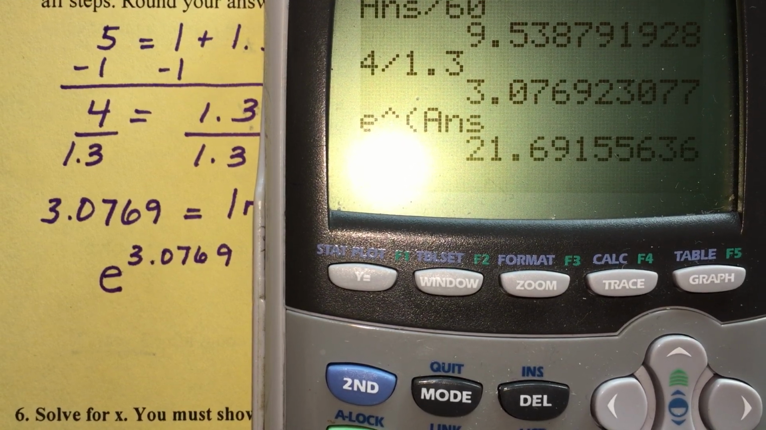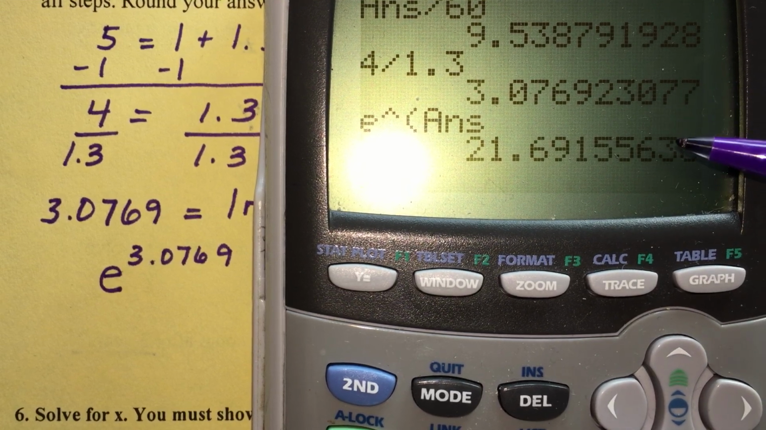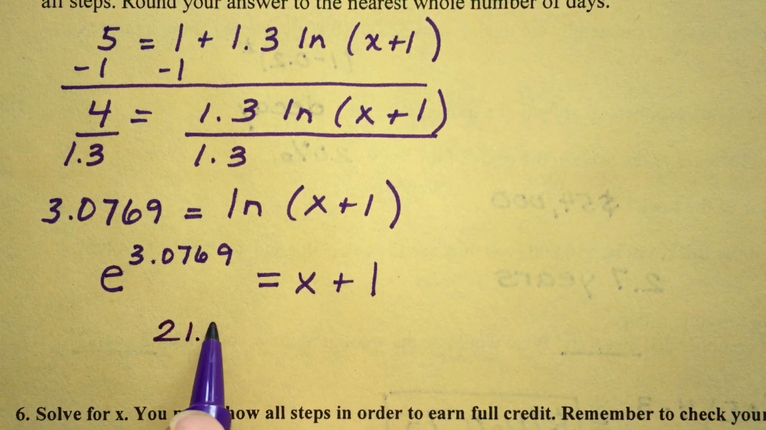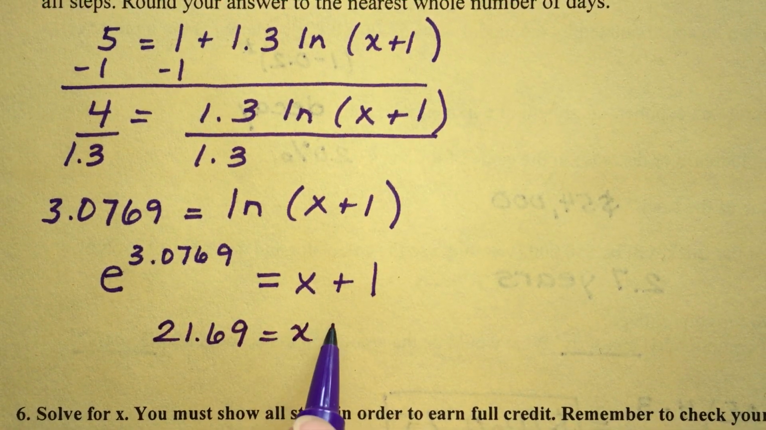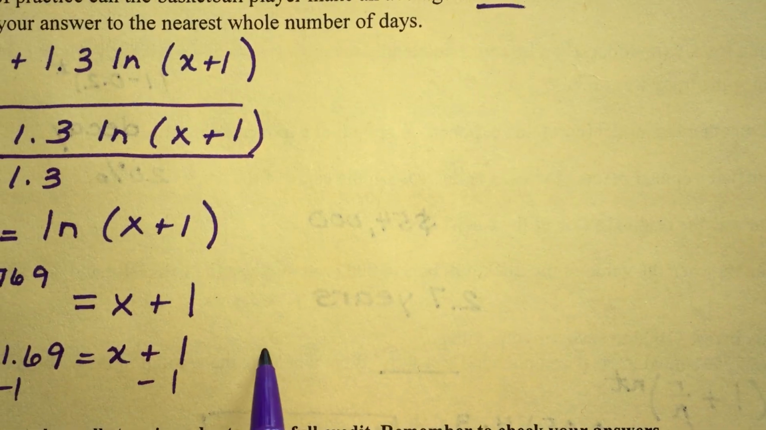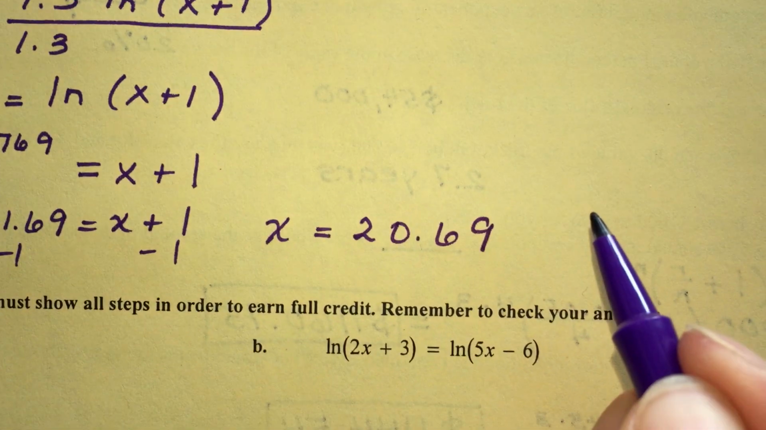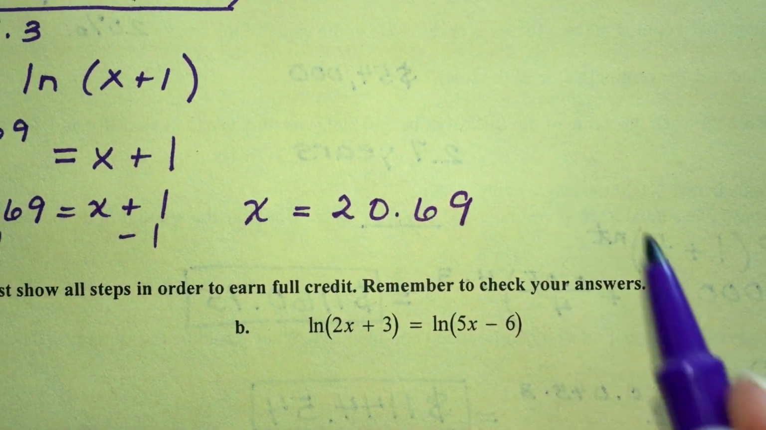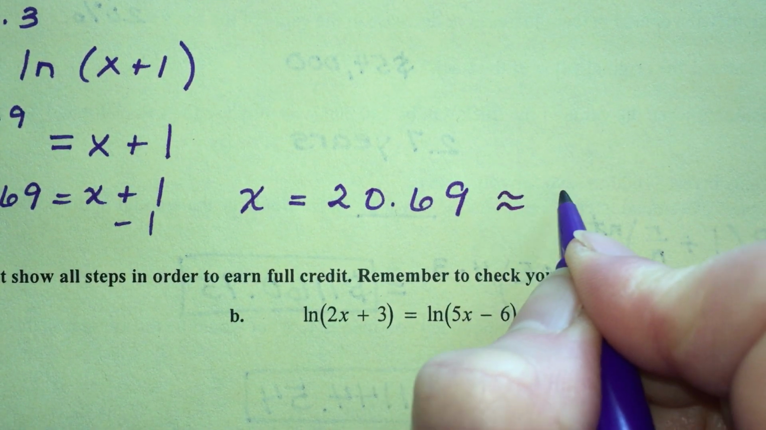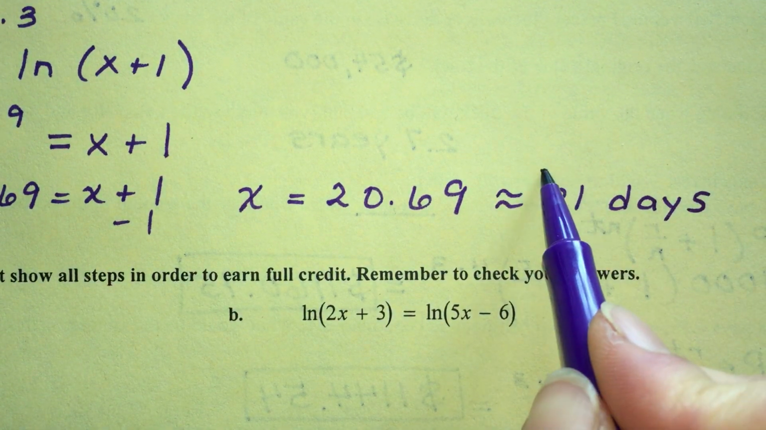So I use second answer to use my last calculation as my exponent, and I got 21.69. Subtract 1 from each side, and you're going to get x equals 20.69, but we need to round that. Like I said, round to the nearest whole number of days. So you're going to round up, so it's going to approximately equal 21 days. 21 days of practice.